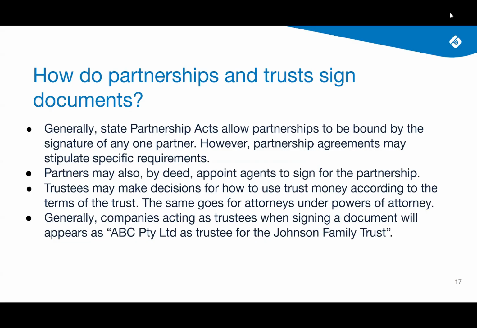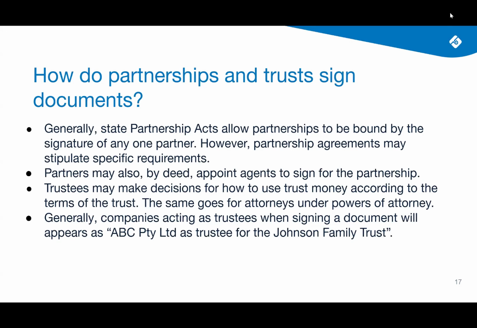Now with partnerships and trusts, which are also commercial entities, it can be a little bit trickier. So for instance, partnerships, it depends on the State Partnership Act. They generally allow partnerships to be bound by the signature of any one partner. However, partnership agreements may change this by requiring specific requirements, such as having two or more partners there to sign every document that binds the partnership. Partners may also appoint agents or attorneys by deed. That's common in some instances.